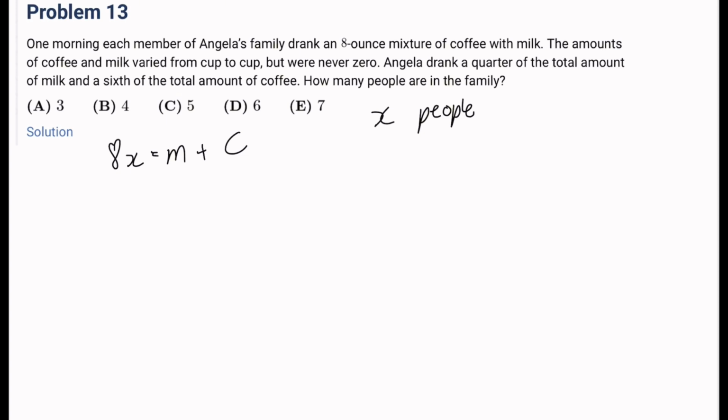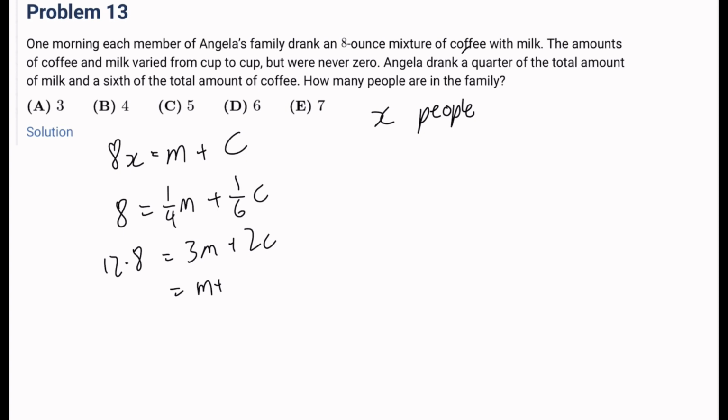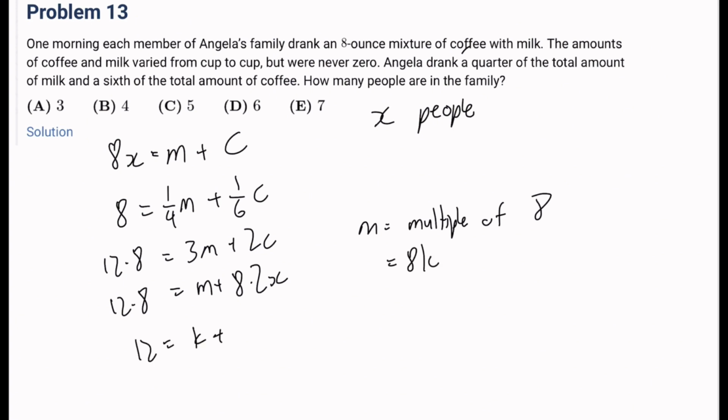And then Angela drank 8 ounces, so 8 equals a quarter of the total amount of milk, so 1/4 M, plus a sixth of the total amount of coffee, plus 1/6 C. Okay, so if we cross multiply, we get 12 times 8 equals 3M plus 2C, right? But since M plus C equals 8x, this equals M plus 8 times 2x. And so we get that 12 times 8 equals M plus 8 times 2x, so M is a multiple of 8. And so let's say this is 8k, so 12 equals k plus 2x, right?